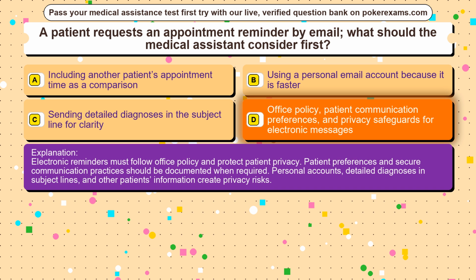Patient preferences and secure communication practices should be documented when required. Personal accounts, detailed diagnoses and subject lines, and other patients' information create privacy risks.